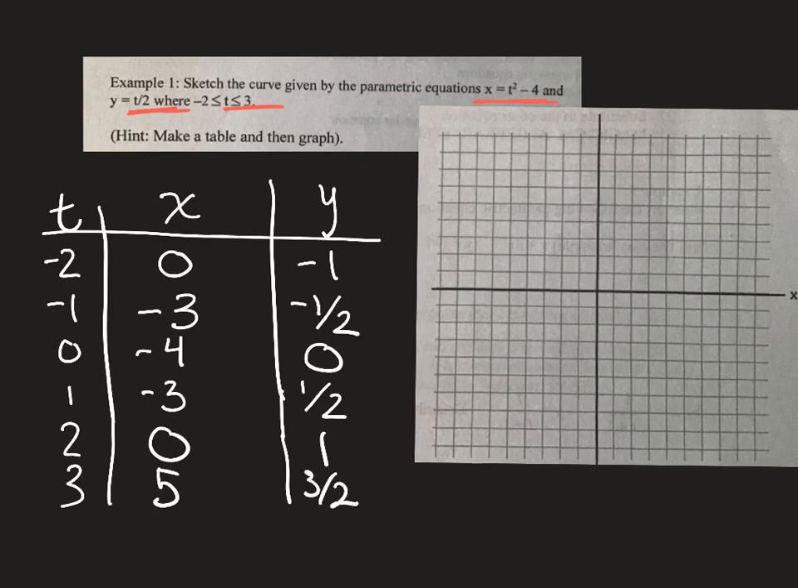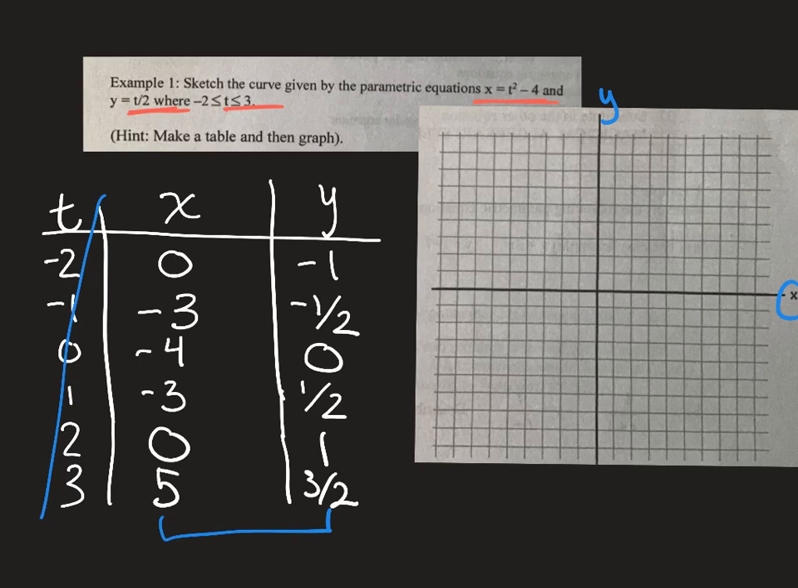On my graph, however, I only have an x-axis and a y-axis. So I'm not going to graph the t. I'm only going to graph these two things. It's the time that I plugged in that caused these x and y values to occur. And I'm going to graph them in order. That's why I made my table in order.